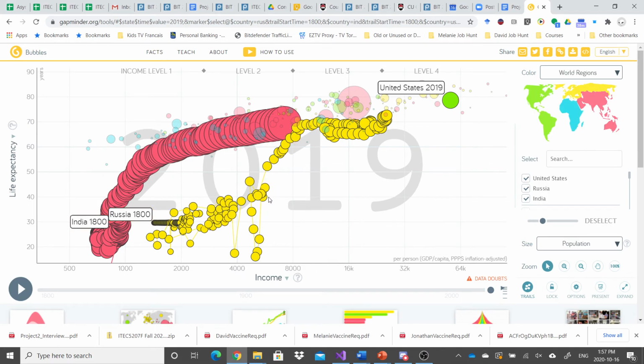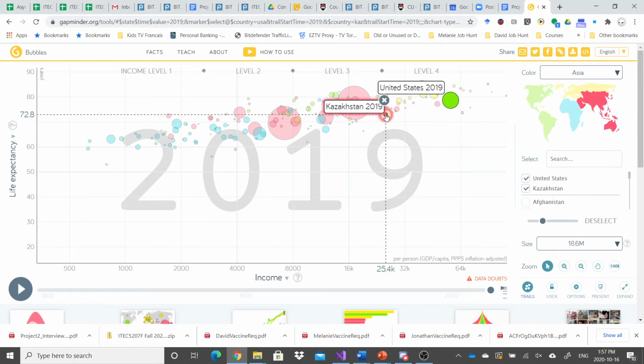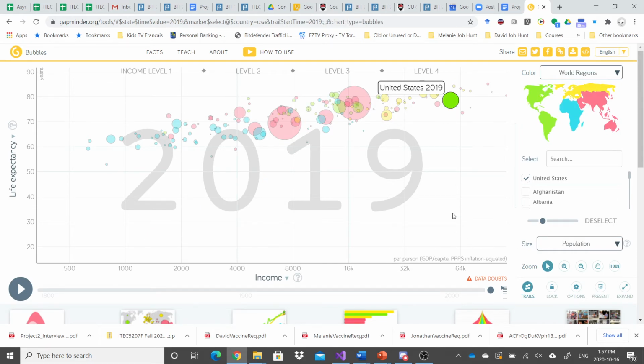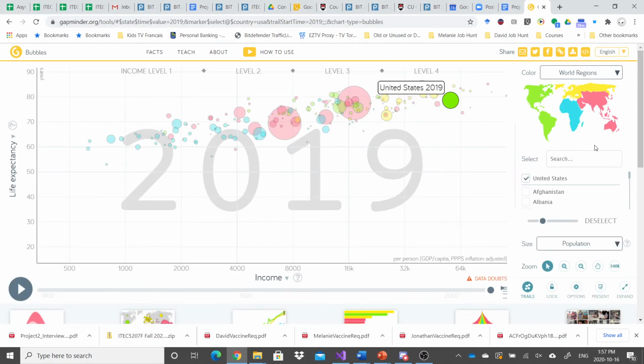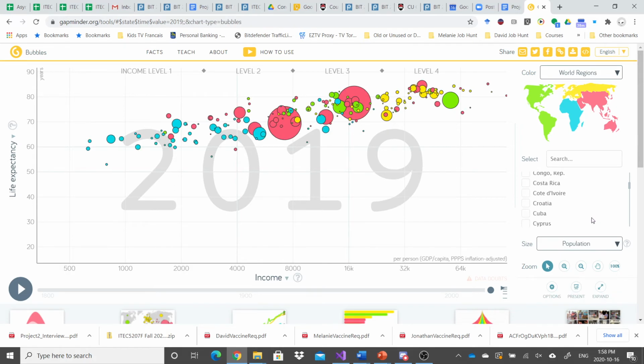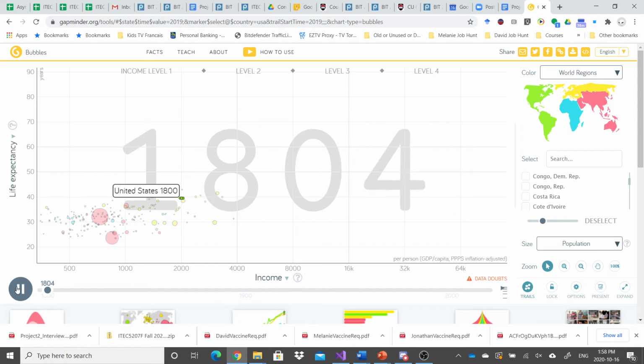So let's see if I can clear. I should be able to just clear it. Maybe I'd need to control click. That's Kazakhstan. I don't want Kazakhstan. Where's the rest? United States. Here we go. I can turn off over here as well. I can deselect all. All right. Then put the U.S. in there, and then press play again.